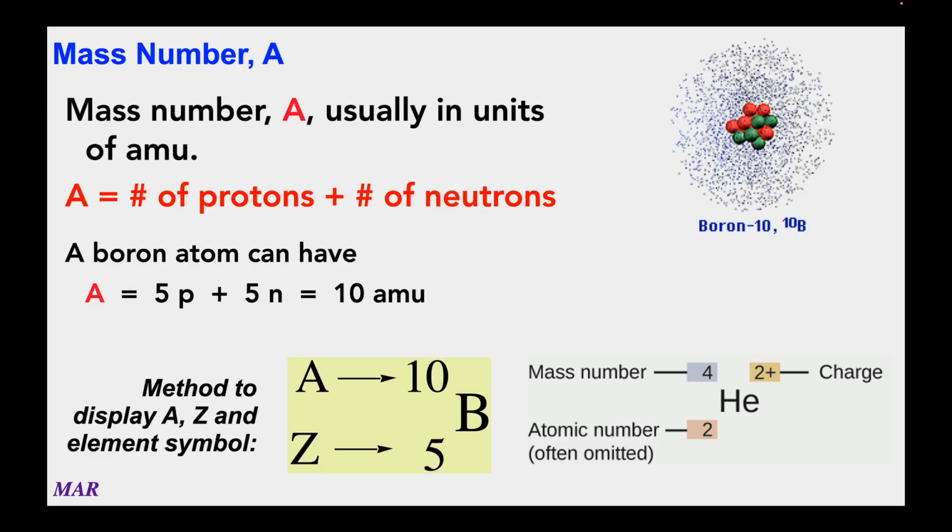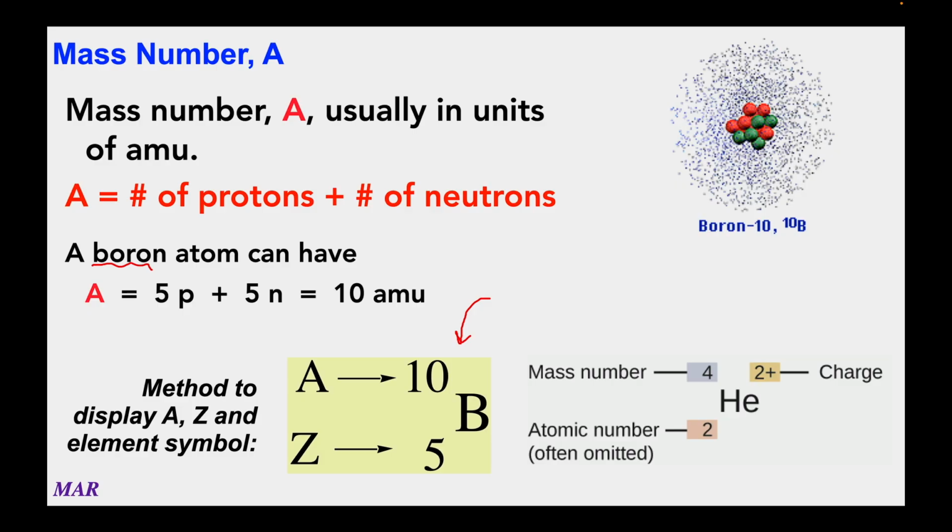So here's an example of a boron atom. This boron atom has 5 protons because, again, if you look at the periodic table, boron is number 5. But this one also has 5 neutrons. So the mass number, which is protons plus neutrons, would be 5 plus 5, or 10. And this symbolism right here is used a lot to represent these different atoms and what they have.